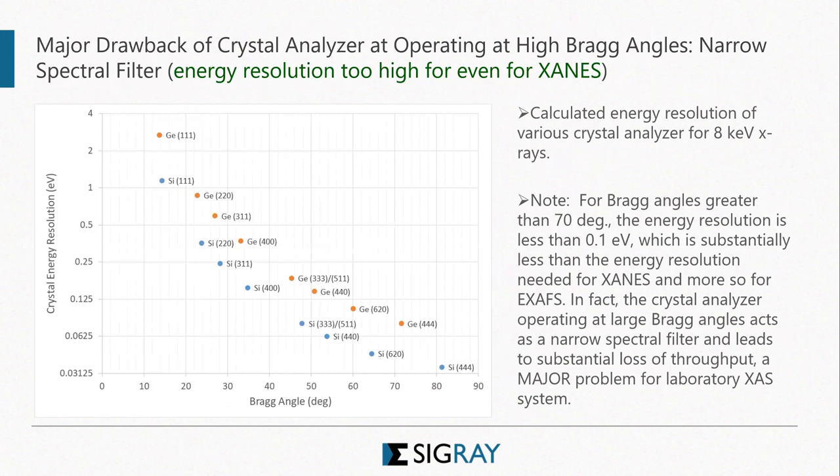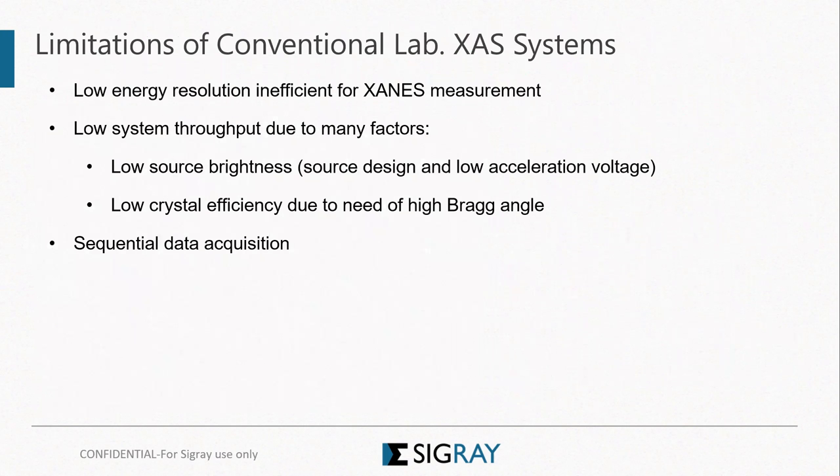Another one is that when you go to something like germanium 444 at high angle, higher order harmonics become an even more severe problem. So traditional laboratory source systems usually have to use a very low electron acceleration voltage to strike the target. As a consequence, the throughput is usually fairly low. This is a summary of the limitations of a conventional laboratory system: low energy resolution is insufficient for XANES measurement, and low system throughput is due to several factors. One is source brightness alone, and another one is the diffraction.